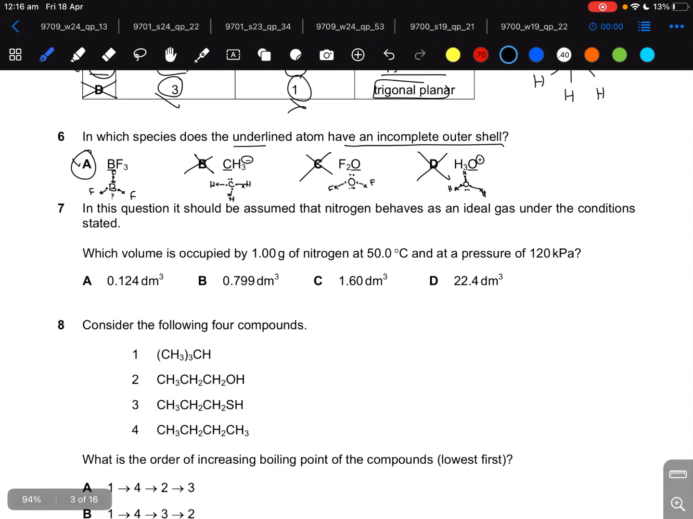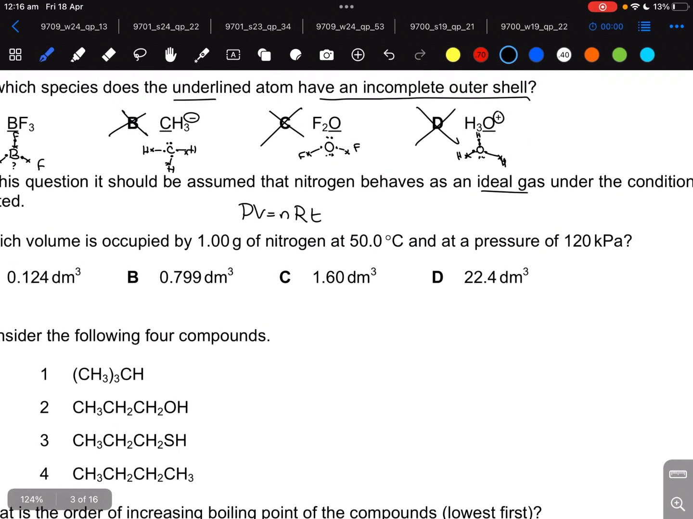In this question, it should be assumed that nitrogen behaves as an ideal gas under the conditions stated. Which volume is occupied by 1 gram of nitrogen at 50 degrees Celsius and pressure 120 kilopascal? Okay, so ideal gas equation PV equals nRT, and here it gave you the mass instead of the moles. But we know the equation of moles is mass over the Mr, so mass 1 over the Mr, 14.